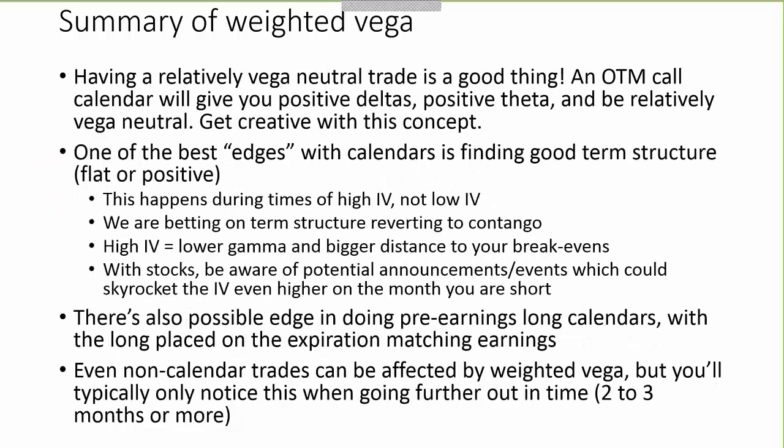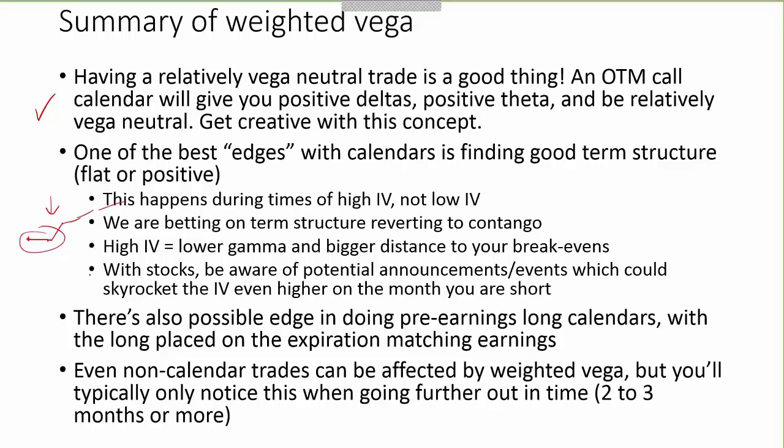And the concept of having a relatively Vega neutral trade is something that can basically be part of your arsenal. So again, an out-of-the-money call calendar is relatively Vega neutral. It's going to be positive theta, going to give you those positive deltas on the way up the slope, and relatively Vega neutral. That's not a bad thing. So get creative with it and play around with new structures and all that kind of stuff. Again, one of the best edges here with calendars, in my opinion, is to leverage term structure skew. So look for that flat slope in the term structure before it starts doing its usual thing. When you see that, especially in indexes, that's something you can potentially jump in on.